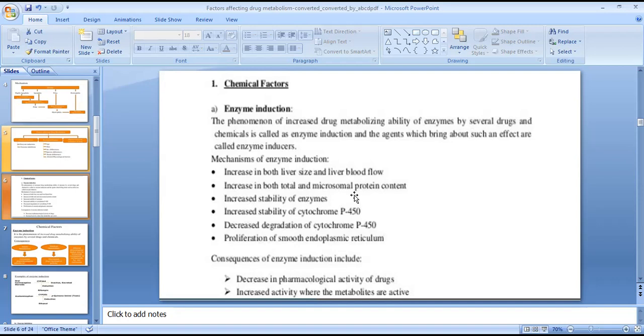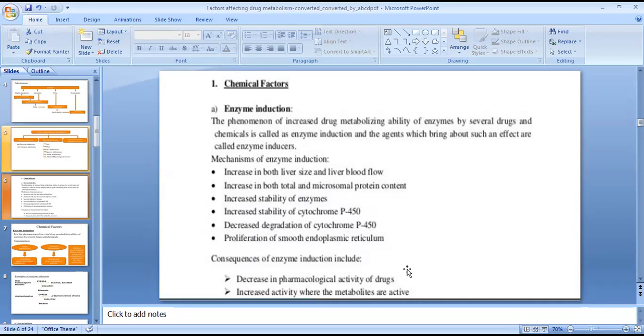Now, the cytochrome P450 we have already discussed in slide number 1 of unit 1. This is the main enzyme involved in the metabolism of several drug molecules. So if we increase the stability of this enzyme, ultimately the enzyme induction process will be done. Decreased degradation, that means we are increasing the stability and proliferation of smooth endoplasmic reticulum.